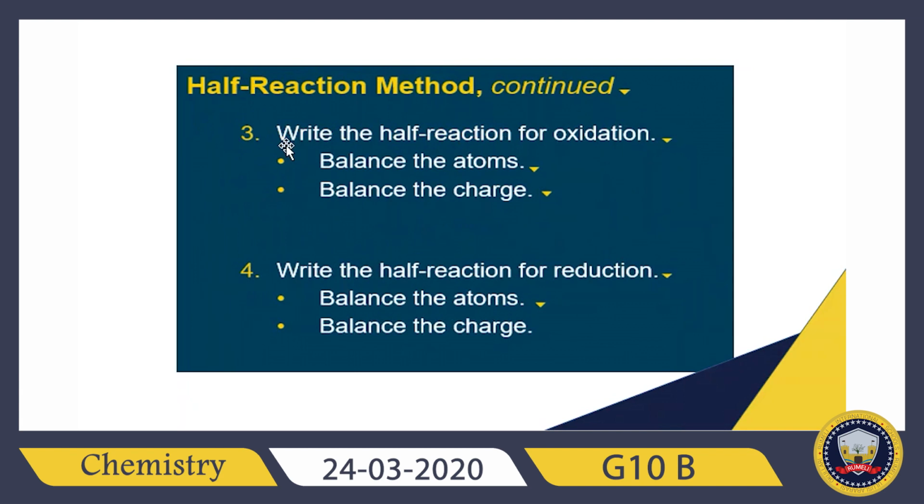Step number 3, we write the half reaction for oxidation, and we write the half reaction for reduction separately. And for each of these reactions, we need to balance the atoms as well as the charge. So we balance the atoms and we balance the charge for the half reaction for oxidation, and we'll do the same for the half reaction of reduction.